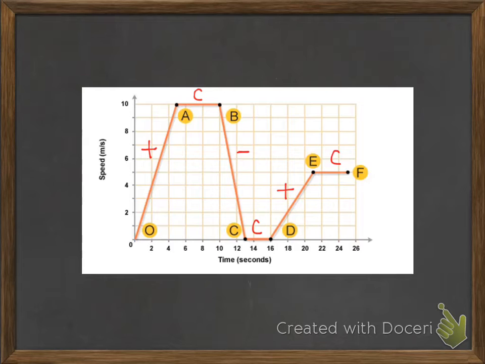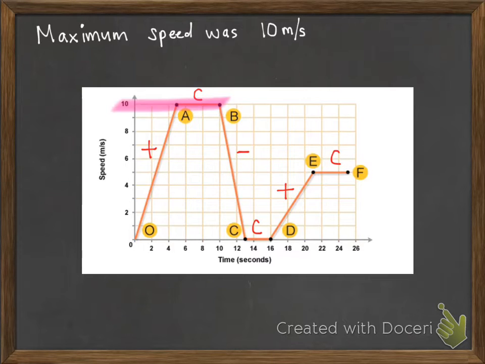We can also look at the function's maximum and minimum values. The fastest that this person ever got was 10 meters per second, and the slowest that they ever got was 0 meters per second when they were stopped, both at the beginning and at 13 seconds.